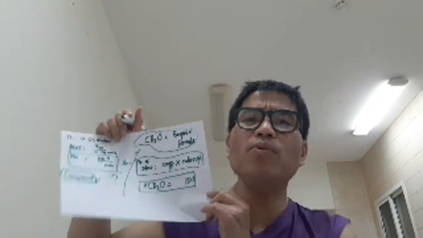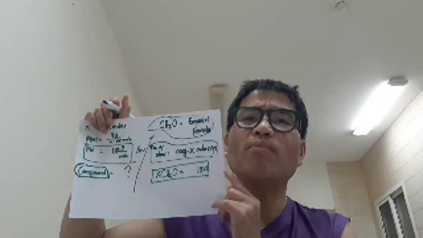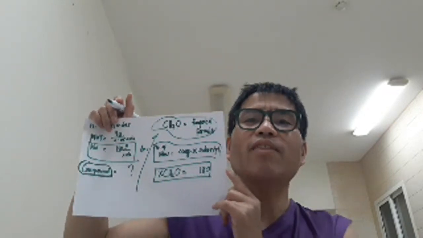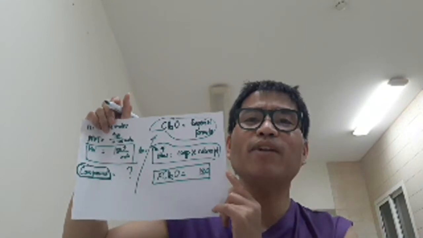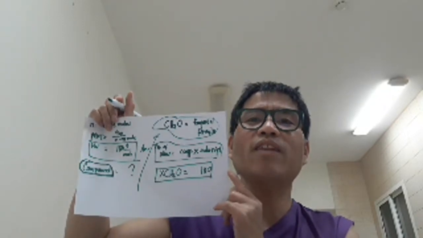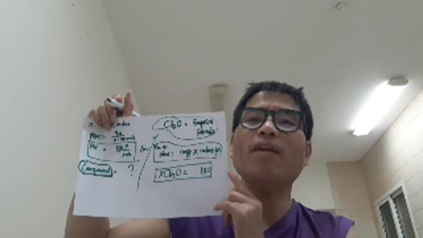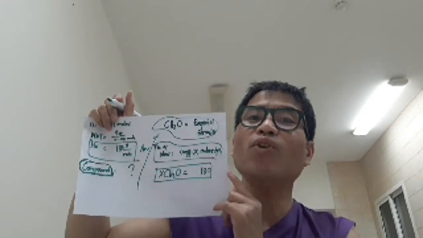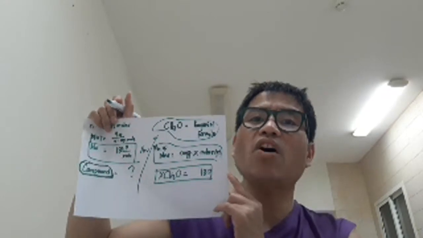What is the AMU? That is the atomic number or the atomic mass unit. Atomic mass unit, AMU, is the atomic number in the periodic table. The element has its own atomic number or AMU, atomic mass unit. Now we will multiply the AMU to the subscript individually, starting from carbon, hydrogen, and oxygen.